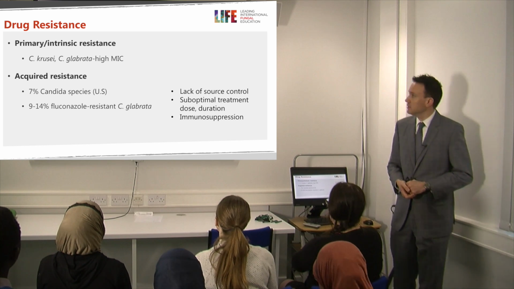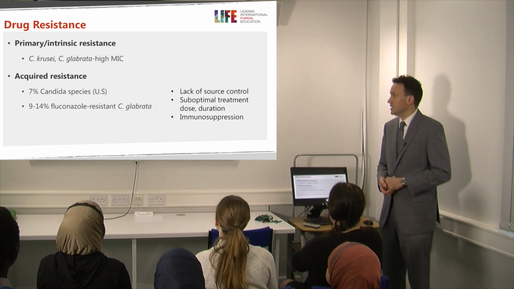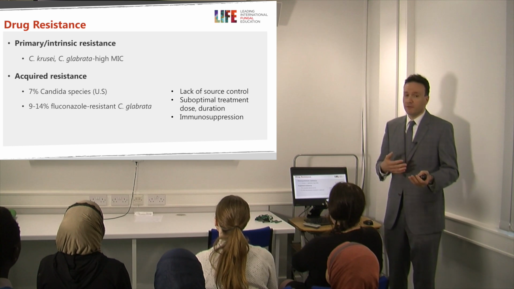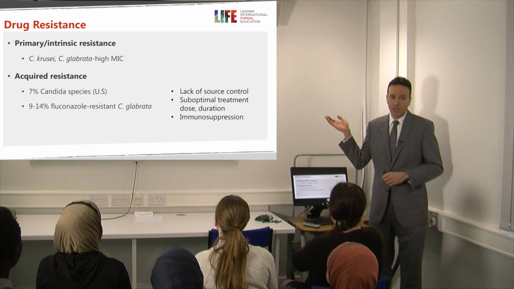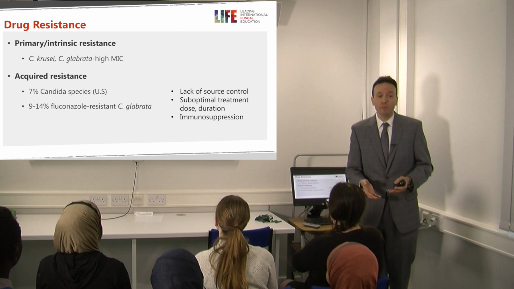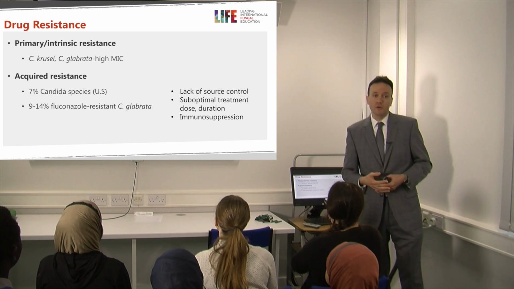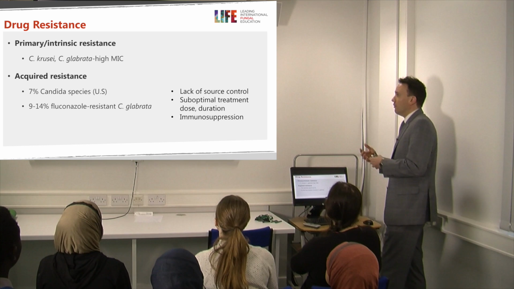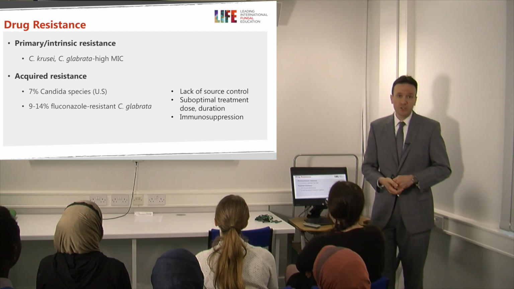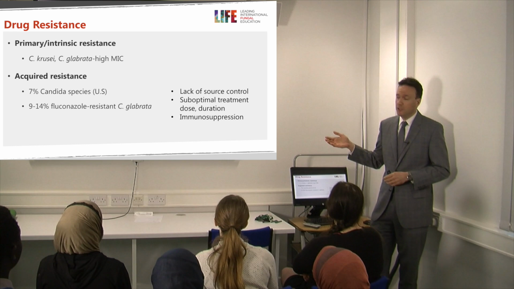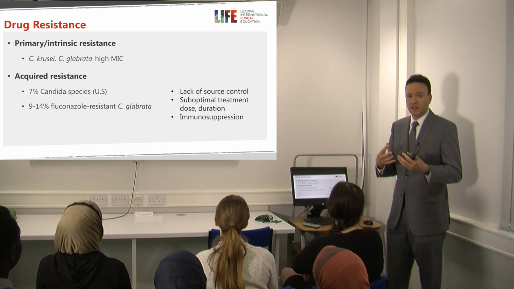There's also acquired resistance. In the US, approximately 7% of Candida species, and higher rates of resistance for Candida glabrata. What are some of the settings where you will be encountering this azole resistance? When you don't have adequate source control, such as in intra-abdominal candidiasis and undrained abscess, for instance. When there is suboptimal treatment dose or treatment duration, mainly because of drug interactions, adverse events. In the setting of severe immunosuppression, particularly in hematologic patients with prolonged neutropenia, advanced leukemia, where the host defenses are quite impaired.